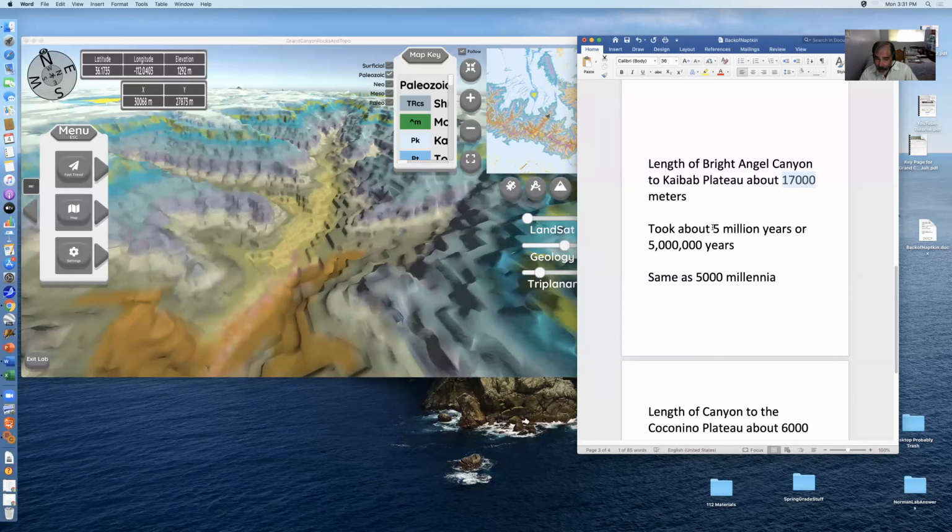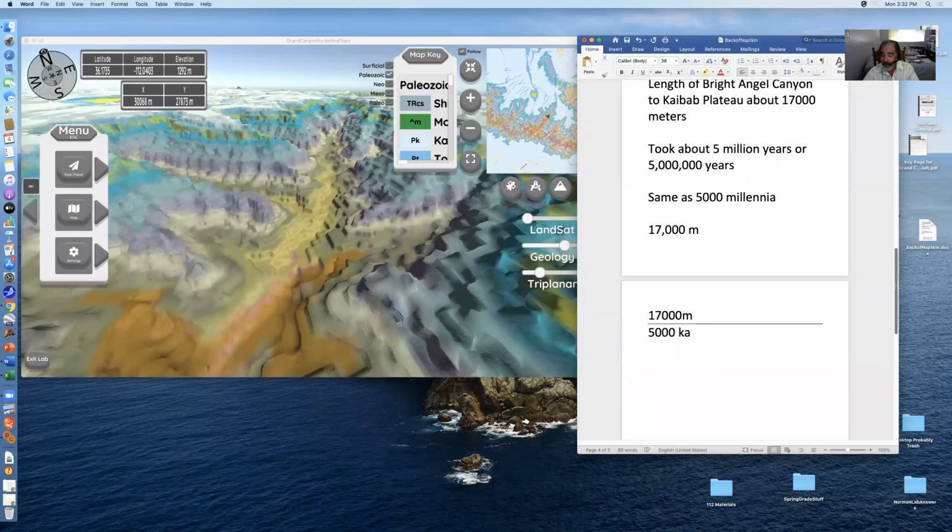Bright Angel Creek eroded headward, eating back up into the Kaibab Plateau over a 5 million year period. That's the same as 5,000 millennia. So the math would be 17,000 meters divided by 5,000 millennia, or 1,000 years. It's the same as 5 million years.